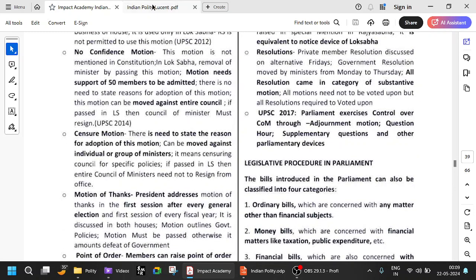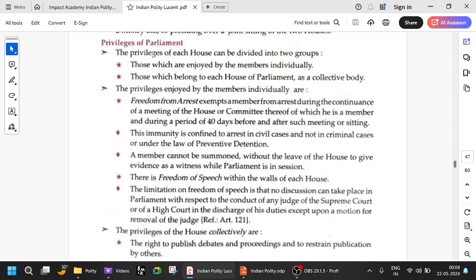Okay, now let us see. Let us look at the privileges of the parliament. So the privileges of each house can be divided into two groups. Those which are enjoyed by members individually and those which belong to each house of parliament as a collective body.